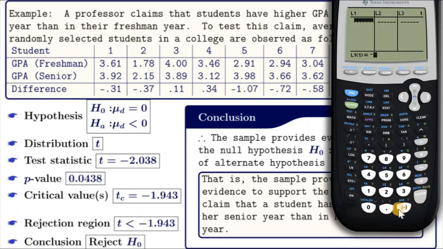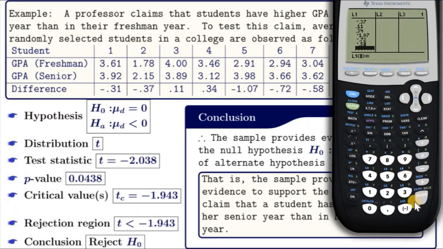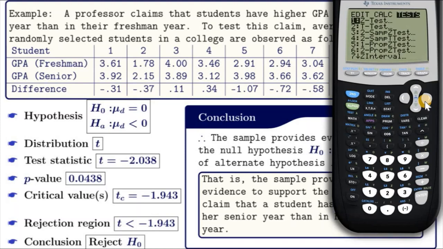So the first number is negative 0.31, negative 0.37, 0.11, 0.34, negative 1.07, negative 0.72, negative 0.58. Once we are done entering data, then go to stat, then go to test.